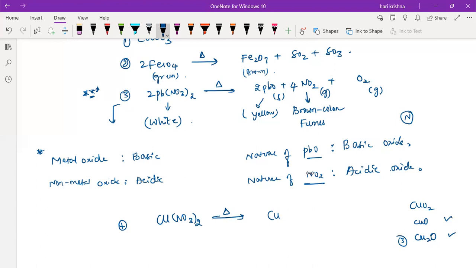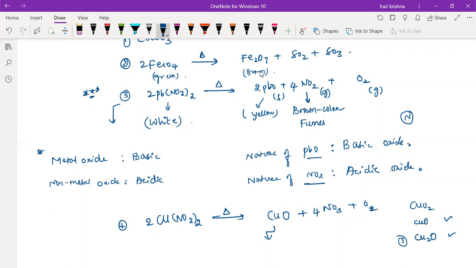So here it will form only CuO, cupric oxide. Copper 2 oxide we can mention. Plus NO2 gas plus O2 gas. Same thing, just the terms change. But here, what is the nature of this CuO again? It's basic. Basic. Any difference?